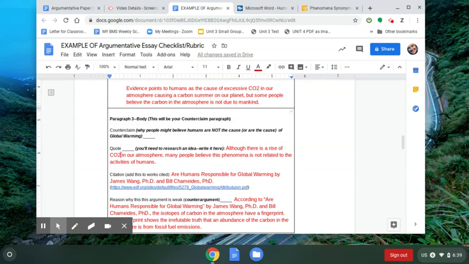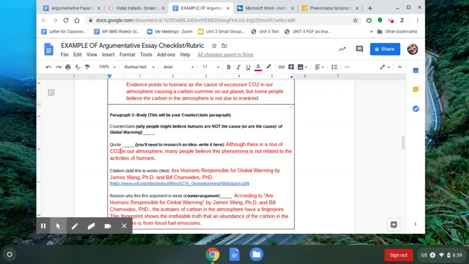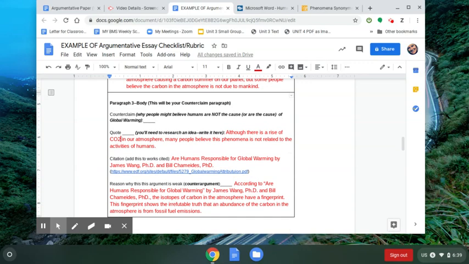For paragraph 3, it should say something like, although there is a rise of CO2 in our atmosphere, many people believe this phenomena is not related to the activities of humans. Then I would say in my paper, but this is what you would write here, "Are Humans Responsible for Global Warming?" by James Wang and Bill Kamides. And I found this on the internet. And I have my citation here that you will put into EasyBib.